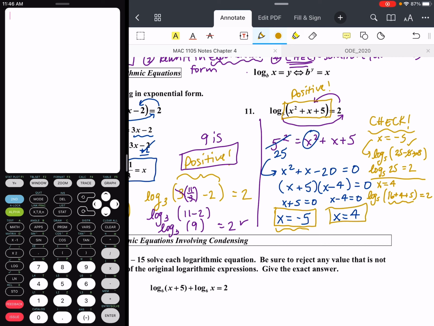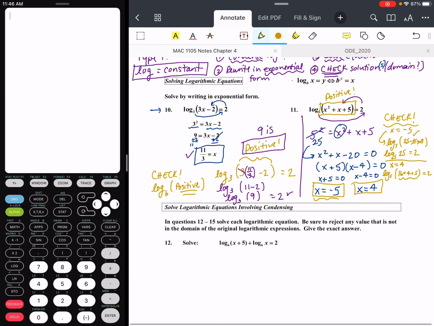So those are both valid solutions. And notice that I'm not kicking out x equals -5. I know it's negative, but it's not that we're just looking at any solution and saying, oh, it's negative, we got to get rid of it. It's when that solution is plugged into the argument, is the argument positive or negative? That's what we're focusing on, okay? So -5 and +4 are both valid solutions. We're keeping them both.